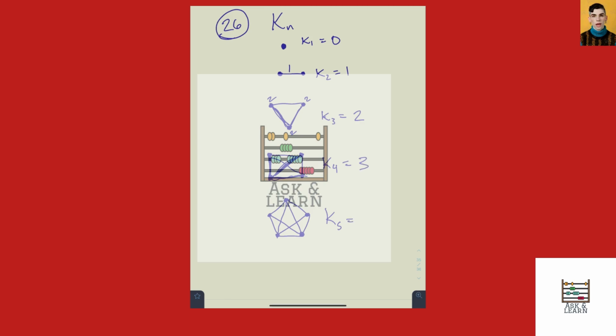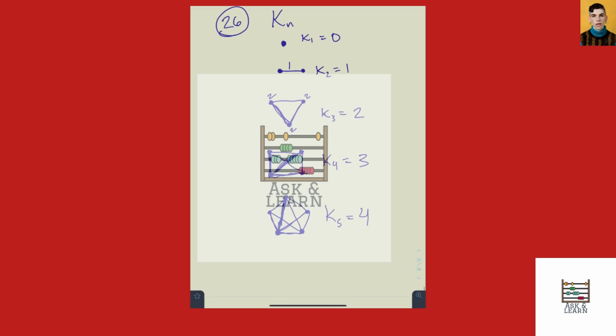And then for K5, because each is a single point and they connect to every other point, each vertex will always have 1 less degree than the actual n value. So this one will be 4. And that tells us that for Kn, the edge chromatic number is always going to equal the n value minus 1.